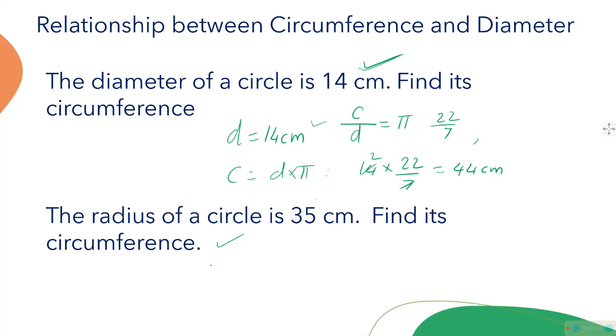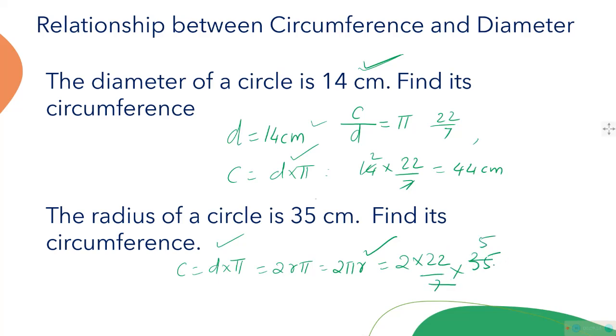Sometimes the radius of a circle is given as 35 centimeter. Find its circumference. Again, C is equal to d into pi. This is the formula. Right? d means 2 times radius. That means it is equal to 2 into r into pi, or we can say 2 pi r. So we got the formula for circumference with respect to r and with respect to d. So we will substitute here 2 into 22 upon 7 into r, which is given as 35. This goes 5 times, 5 into 2 are 10, 10 into 22, which is equal to 220 centimeter.